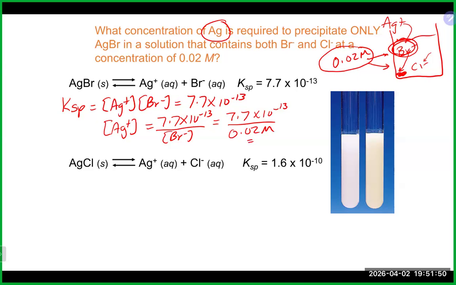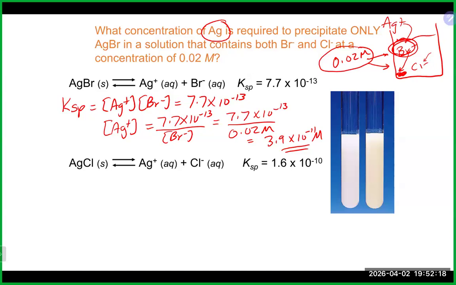And if we do that, we will end up with basically 3.9 times 10 to the minus 11 molar. So what does that number represent? That number represents the minimum amount of silver concentration that you need to put into that beaker to actually start to see silver bromide coming out.